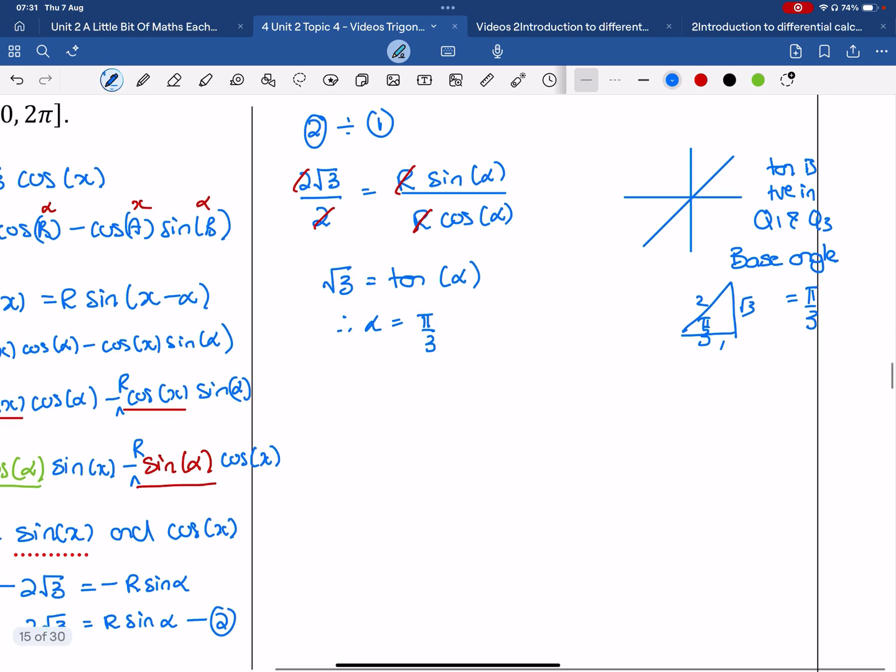Let's have a look. We now want to substitute alpha equals pi on 3 into equation 1.